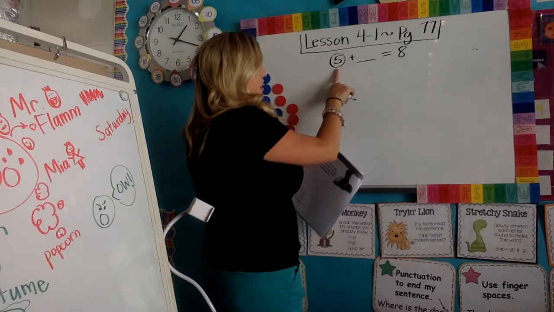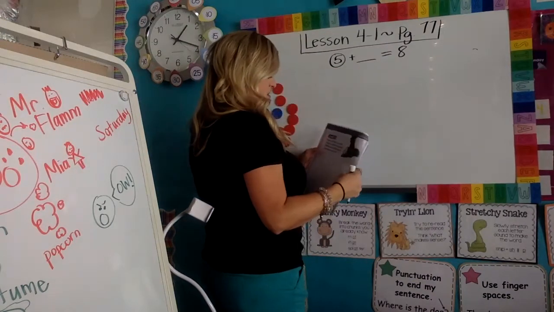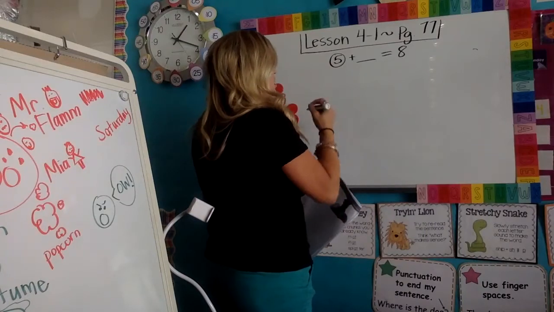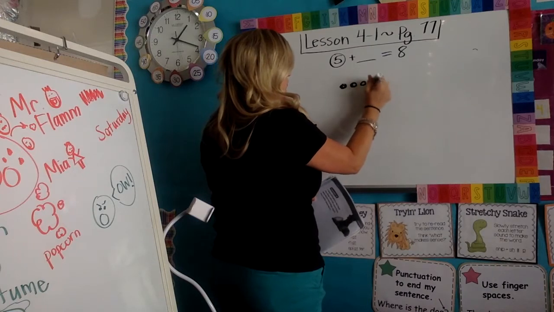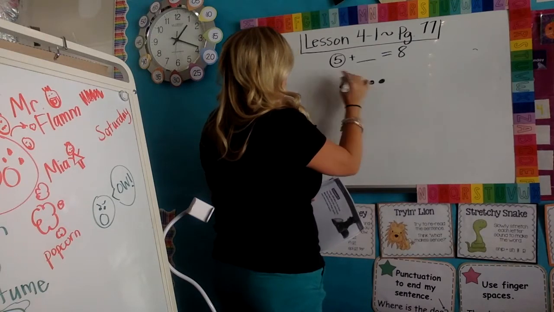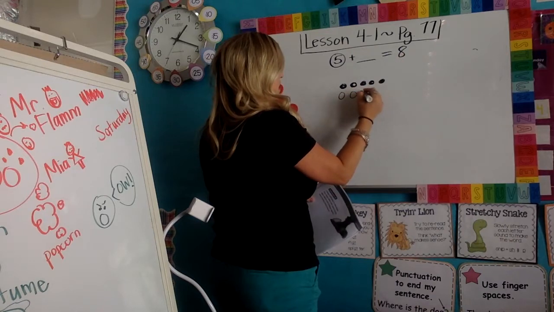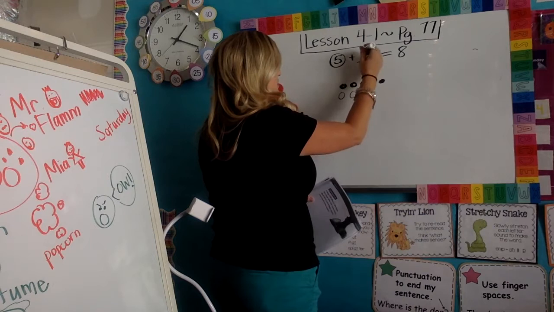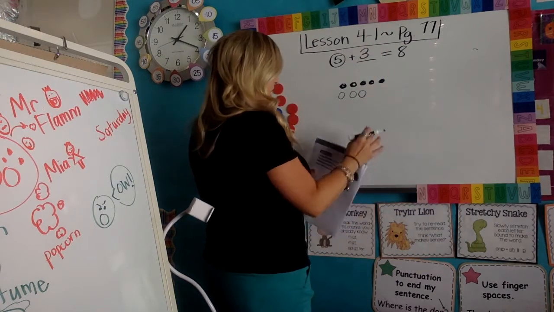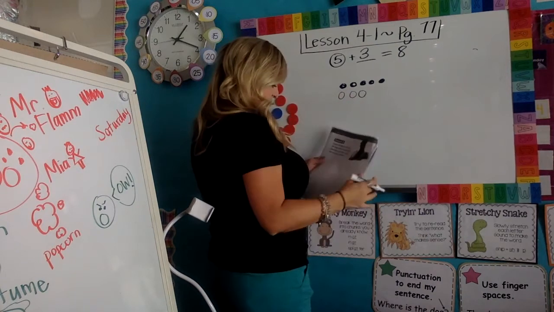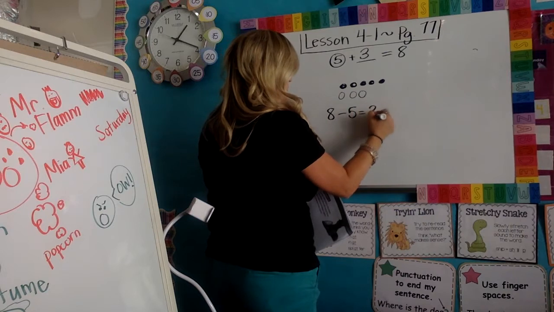So we had 5. Some came back. They got added back in. Now we're at 8. How many came back? So you could draw 5. 1, 2, 3, 4, 5. And then count on until you get to 8. 6, 7, 8. 1, 2, 3. Right? Good. Now we know that 8 minus 5 is 3.